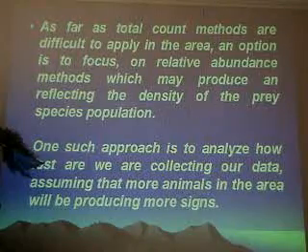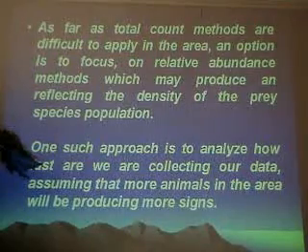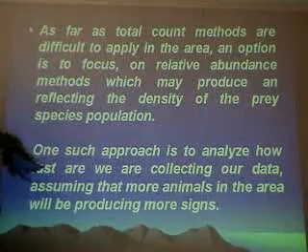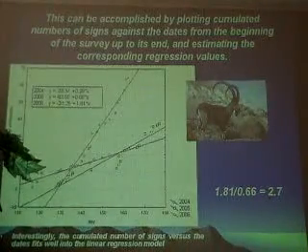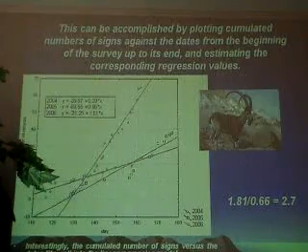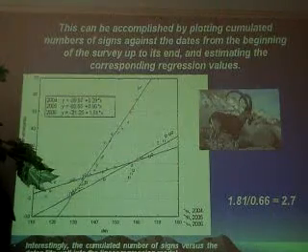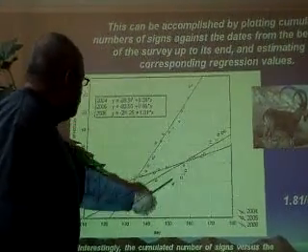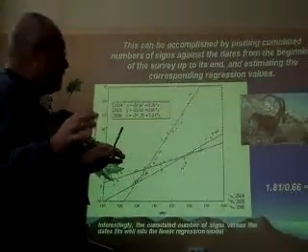Say if you visit a beach and there are only few people there, you will get only a few footprints around. But if there is a crowd of people on the beach, of course there will be more footprints there. So that's the simple idea behind it. We can accomplish this by plotting cumulated numbers of sign against the dates from the beginning of the survey up to its end, and estimating the corresponding regression values, we can get regression coefficients which directly or indirectly will be reflecting the numbers of species.